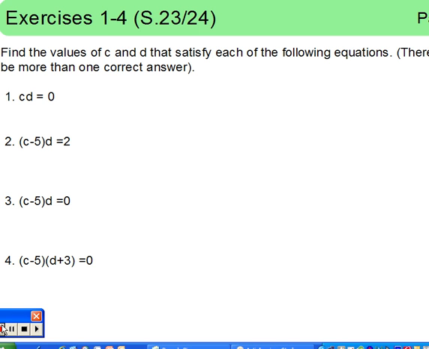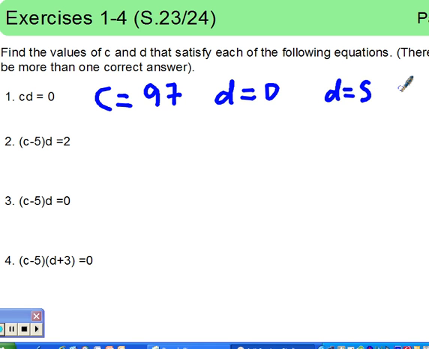Okay, for number 1, here's one solution. C equals 97 and D equals 0. It turns out there are millions and millions of solutions. C can be equal to anything as long as D is 0, or D can be equal to anything as long as C is equal to 0. So there are infinitely many solutions for this. Press pause as you think about number 2.